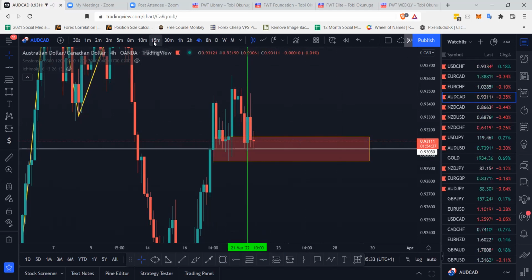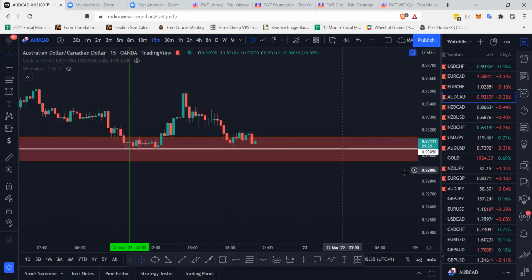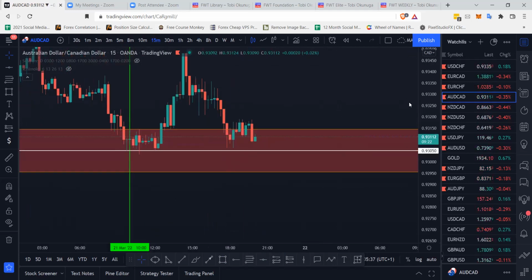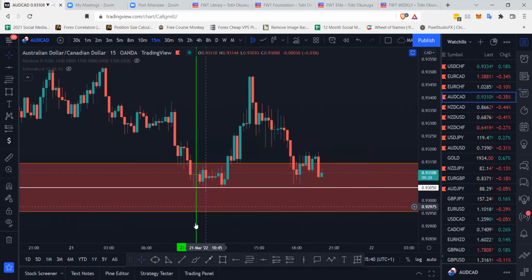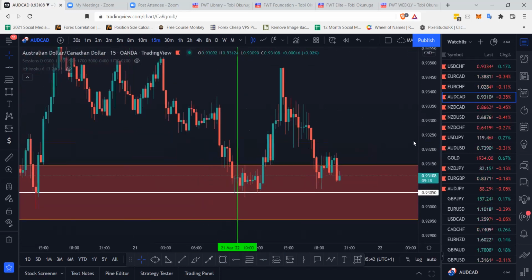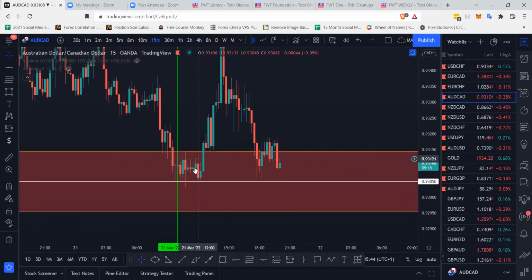So let's go to 15 minutes. This is a 4-hour demand. So 15 minutes, what are we saying in 15 minutes? We want to get the other block of 15 minutes here. Okay, rally, drop, base, rally.